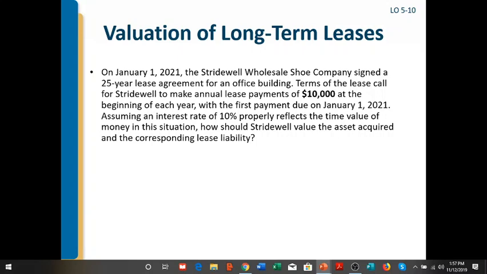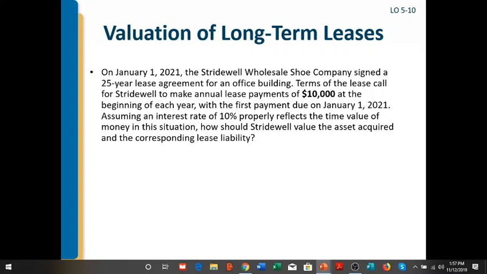Now, long-term leases are examples of present value of an annuity due. And so here we have a 25-year lease agreement. Terms of the lease call for this company to make annual lease payments of $10,000 at the beginning of each year, with the first payment to be made January 1, 2021.